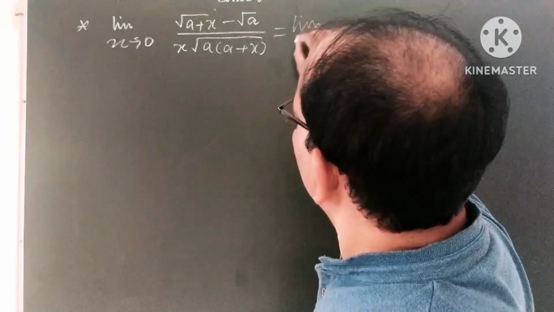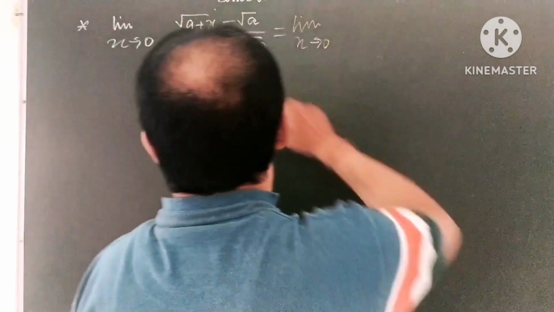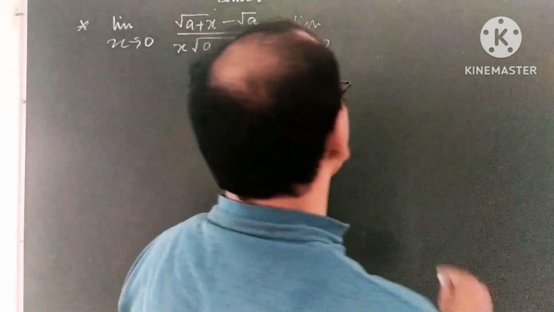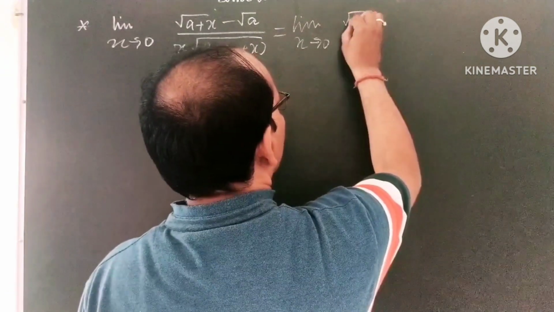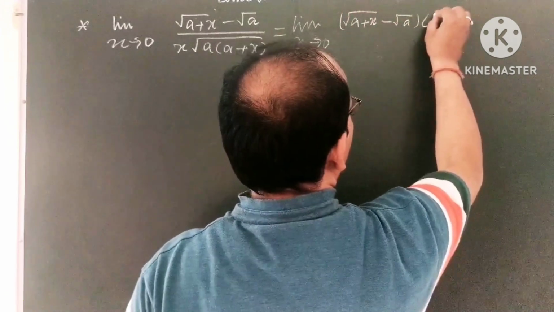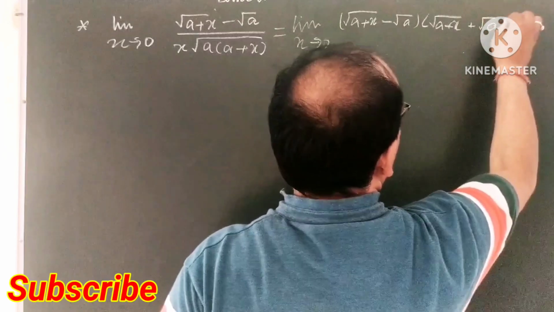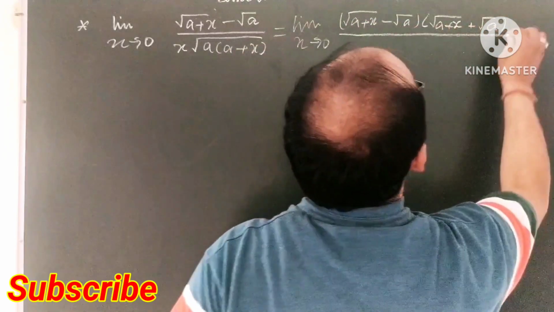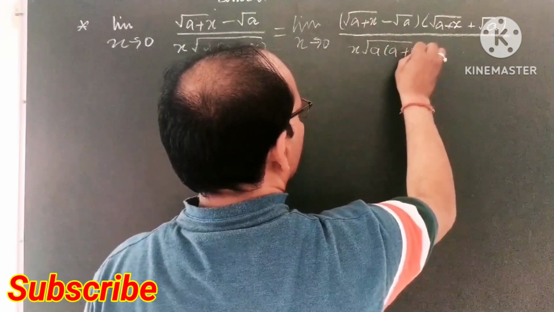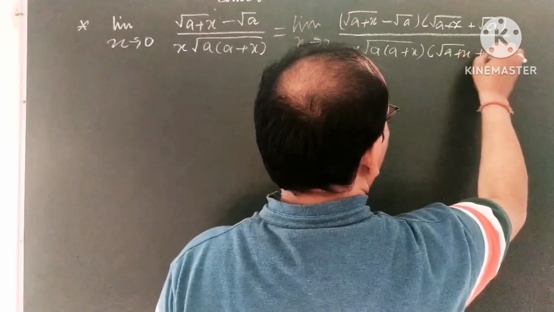limit x tends to 0. Further rationalize: root of a plus x minus root a, multiplied by root of a plus x plus root a. There will be root of a plus x minus root a in the numerator. Both numerator and denominator are multiplied by root of a plus x plus root a, and there will be x root of a plus x multiplied by root of a plus x plus root a.